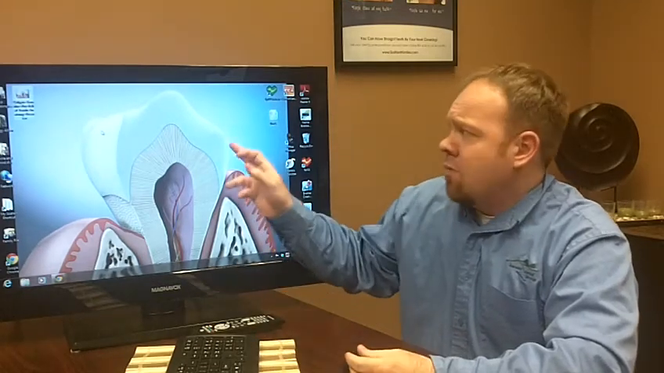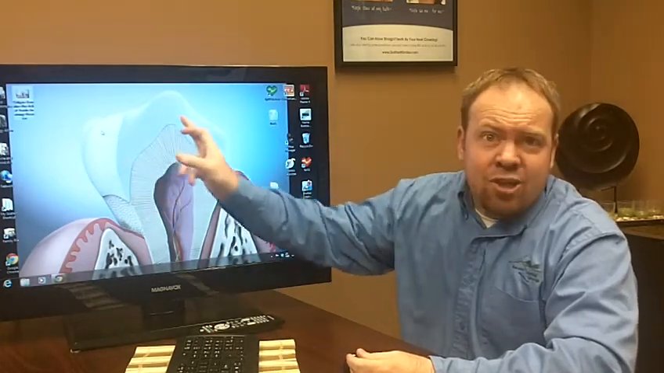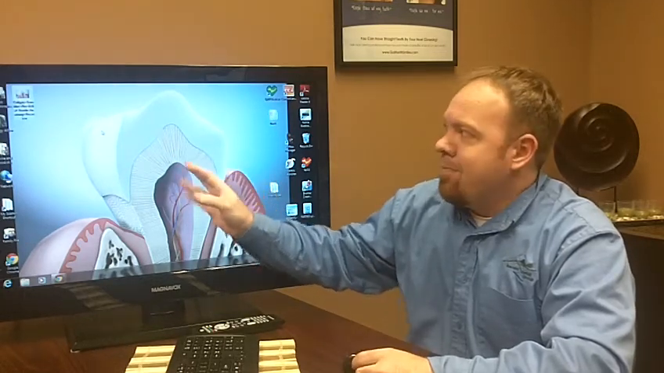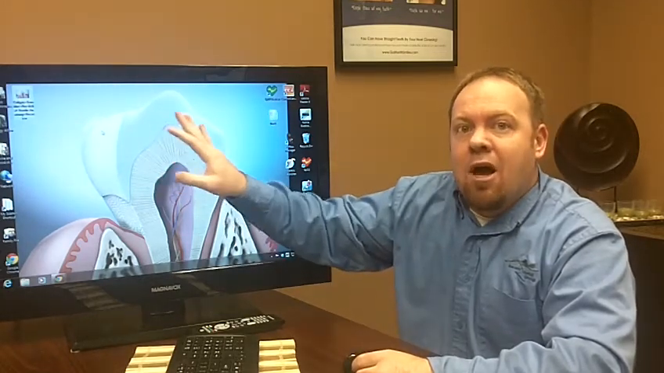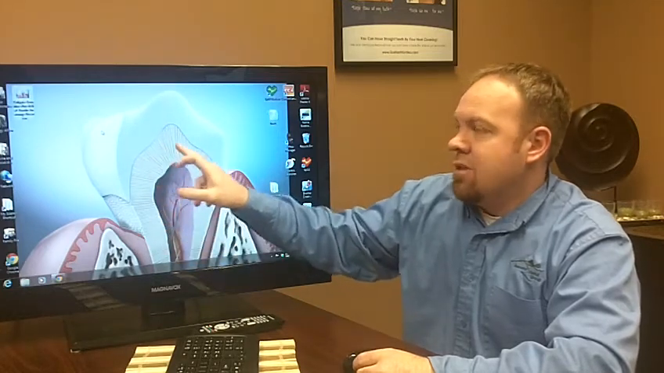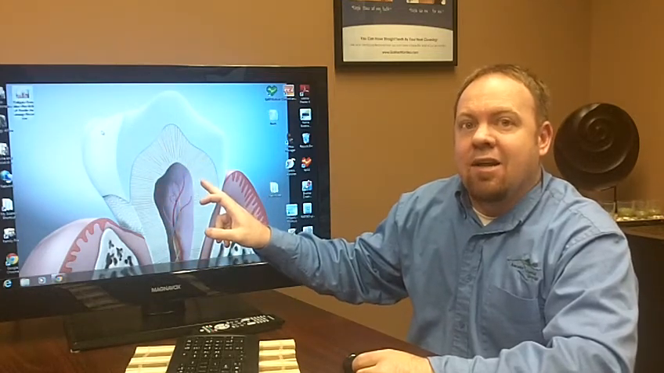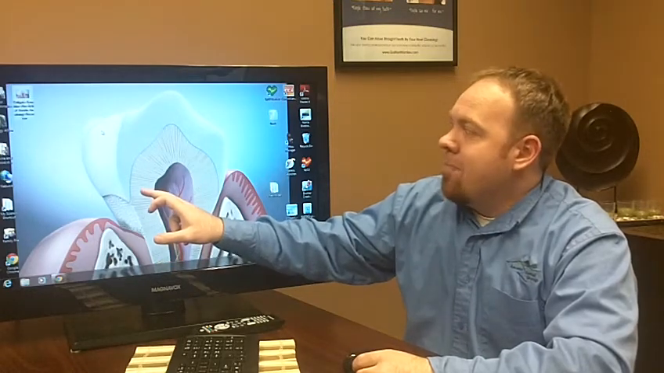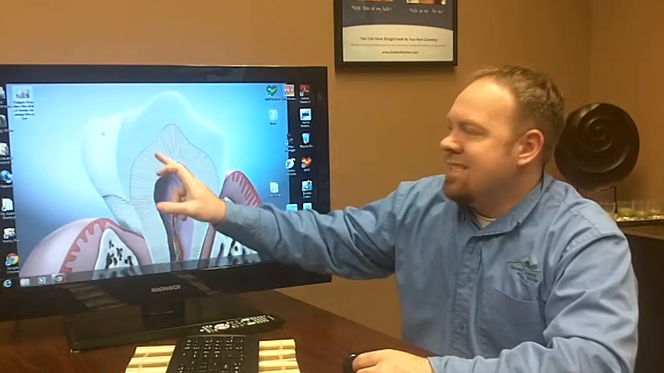Well, what I want to get into is the main parts of just any tooth. Teeth are comprised of enamel, which is the white outside shell we see. This is what we brush and floss and keep clean, this enamel. Underneath the enamel is called the dentin. The dentin is composed of all these microtubules. So dentin is a sensitive part of a tooth.